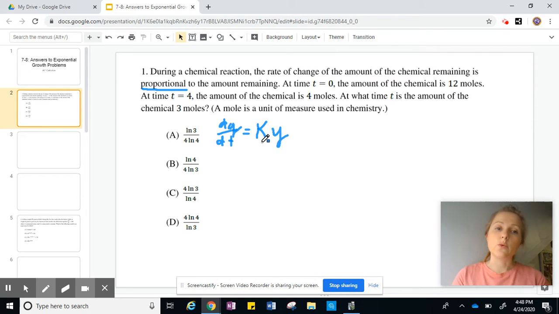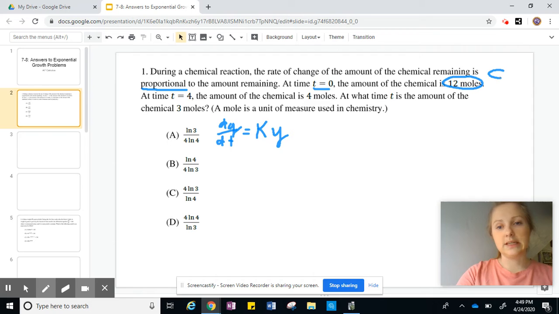So this is our differential equation that we're dealing with. Pretty much all of the questions in this section are these. So at time t equals 0, the amount is 12. So that's super convenient when they give you a value for the initial time, so t equals 0. So they give us C with that. At time t equals 4, the amount is 4 moles. At what time t is the amount of the chemical 3 moles? So we need now an equation that deals with just the amount at any given time. So we need an equation for y of t.